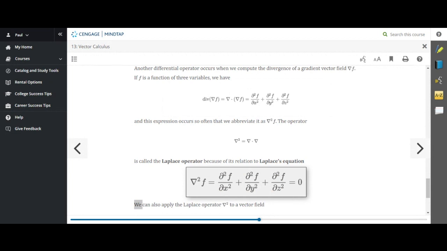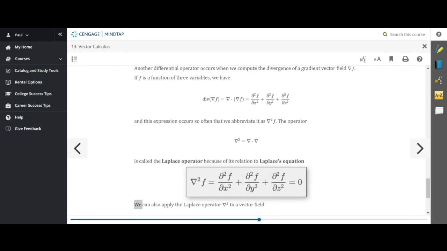Okay, so Laplace's equation can be represented in this brief notation: del operator squared F equals 0. That is quite nice.